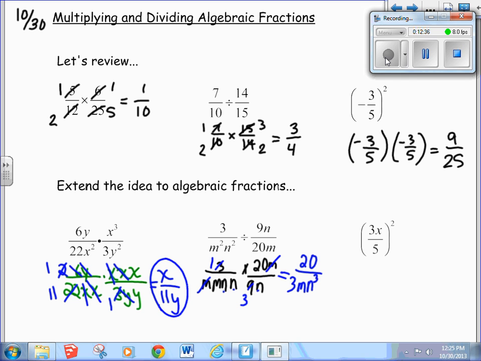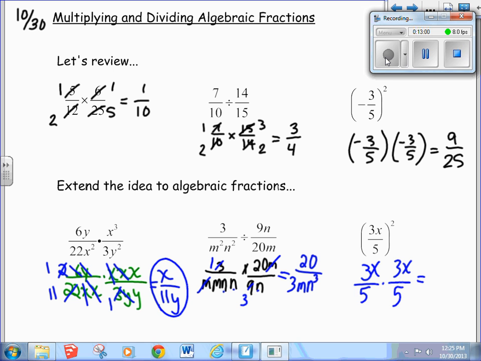3x over 5 squared. So the first thing you do, if you have an exponent, you should write it out long form. What does 3x over 5 squared mean, Jack? 3x over 5 times 3x over 5. Very good.